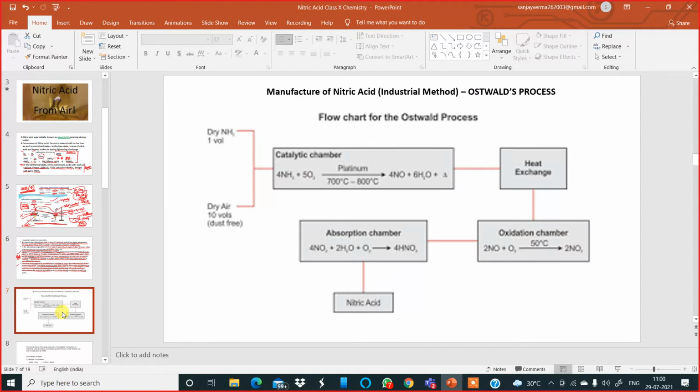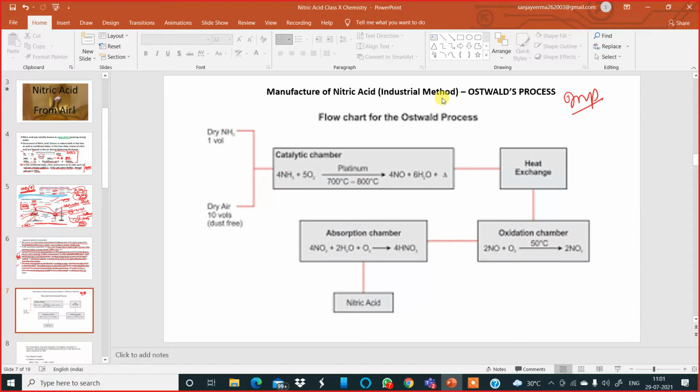Now, moving to the next slide, we come to the manufacture of nitric acid, that is, the industrial method of nitric acid, which is called Ostwald's process. Which is called what? It is called Ostwald's process. Okay, now you can see on your screen the flowchart for the manufacture of nitric acid by Ostwald's process. It will help you along with the equations, which are also given. So this Ostwald process also becomes important with respect to the equations.